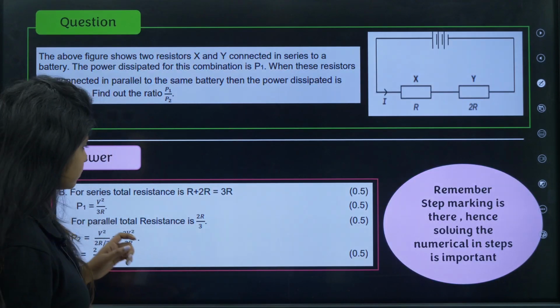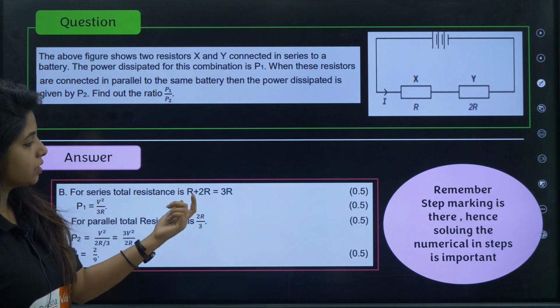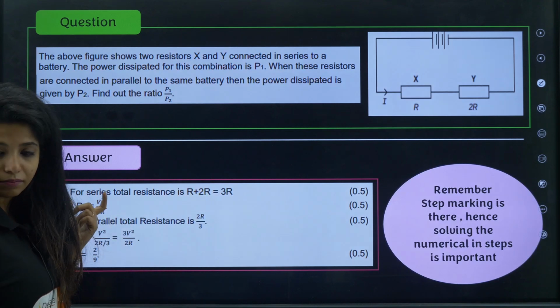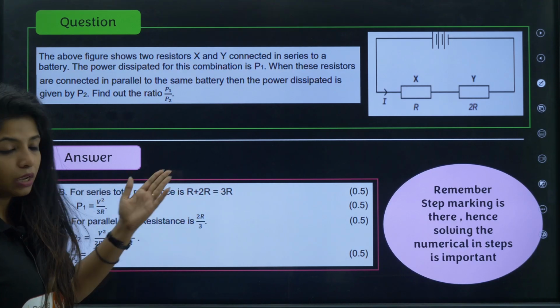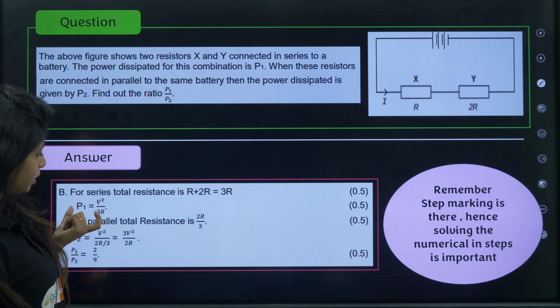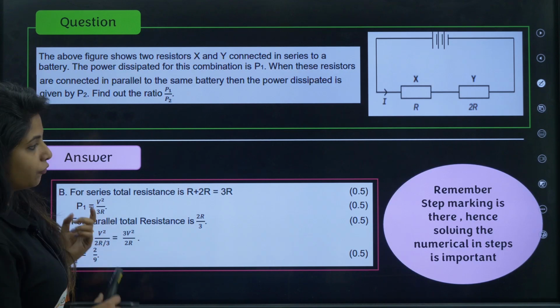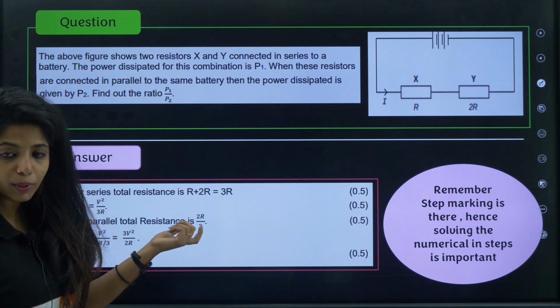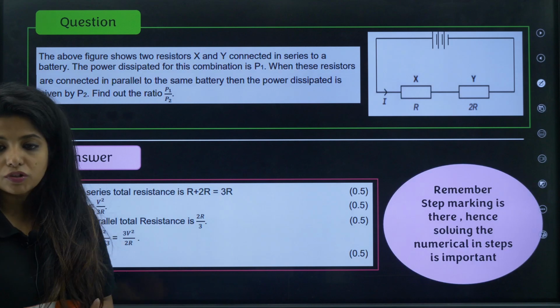So over here, for series, total resistance is R plus 2R equals 3R. So for series resistance, they have made an equation. For that, you get 0.5 marks. Now with the help of this equation, you are going to find P1. So P1 will be this. For this, you are getting 0.5 marks. Next, for parallel resistance, you would be having an equation. For that, you get 0.5 marks.